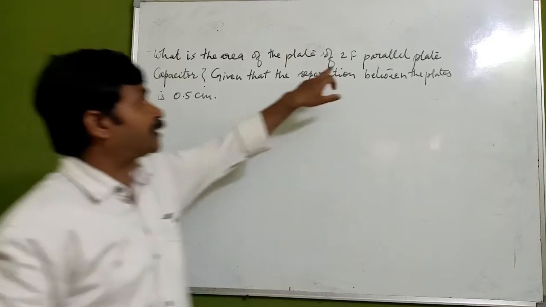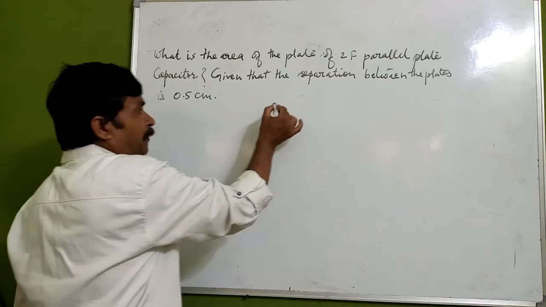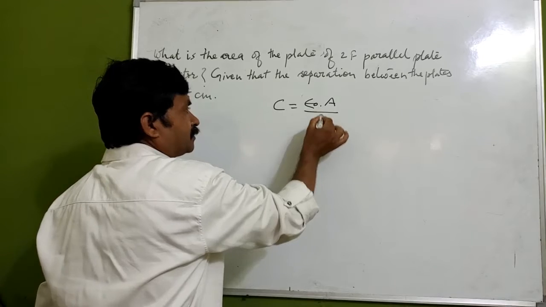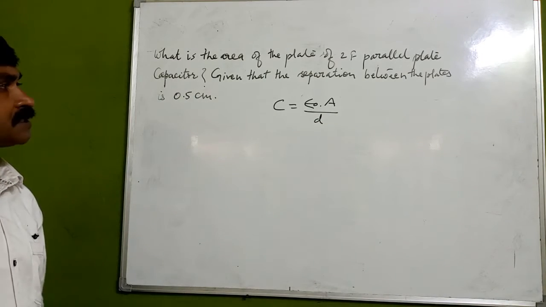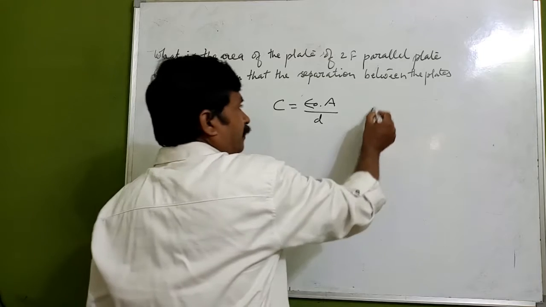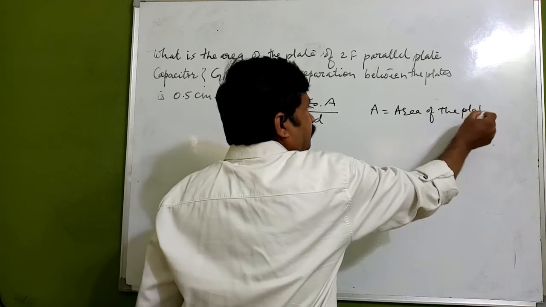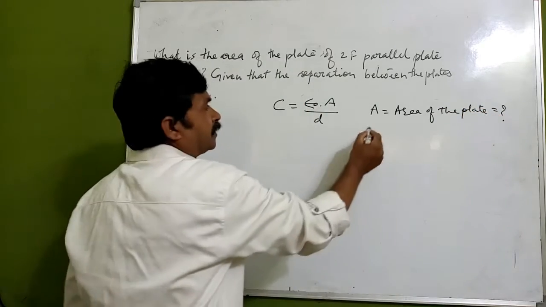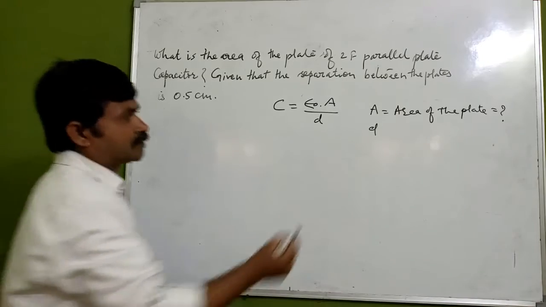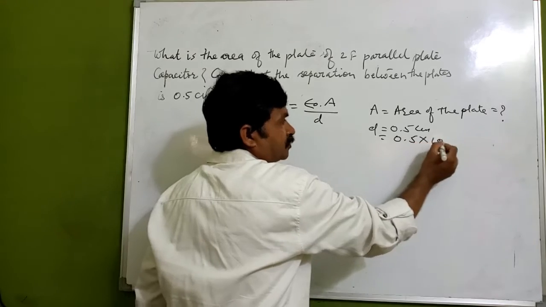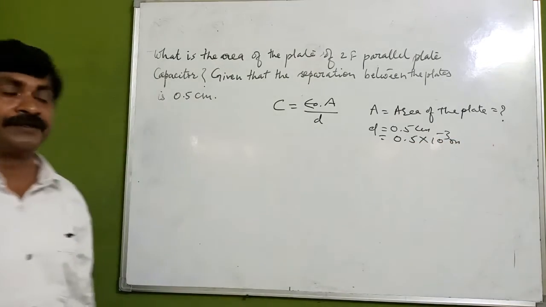Now another question: what is the area of the plate of a 2 farad parallel plate capacitor? We know that for a parallel plate capacitor, the value of capacitance is given by the relation C is equal to epsilon naught A upon d, where A is the area of the plate, which we have to determine. d, the separation between the plates, is given to us, that is 0.5 centimeter, so 0.5 into 10 raised to the power minus 3 meter, that we have converted it into.